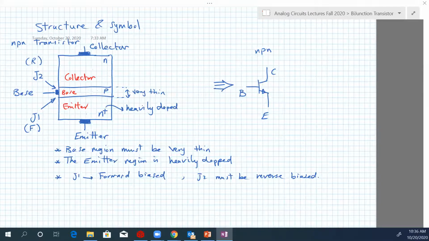Let's see the conditions now for that, for the operation. So let's now check the operation.